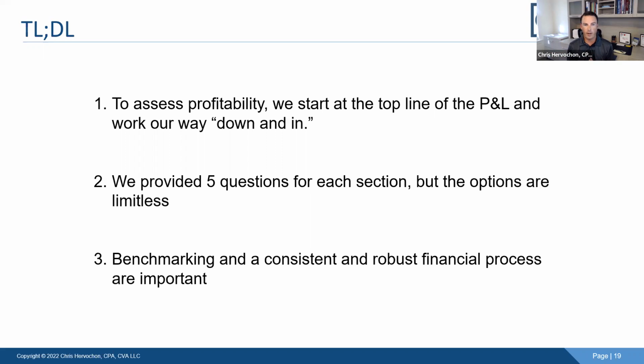Number two, we provided 5 questions to each section, but the number of options are limitless. You can brainstorm or question storm, as we call it, any number of questions, and that'll help you really to assess those 5 key areas. And then number 3, benchmarking and a consistent and robust financial process is an absolute must to be able to assess profitability and whether or not you've got a problem and where that problem stems from.